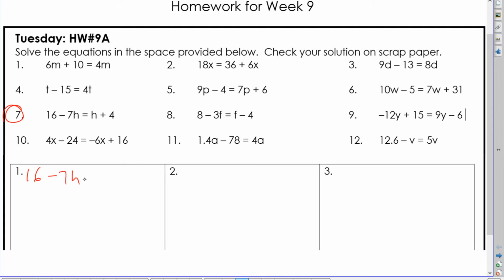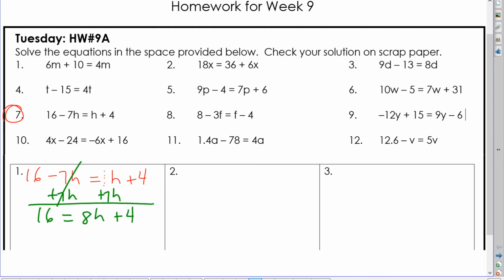16 minus 7h equals h plus 4. So this is actually a 1h, right? You can fill that coefficient in if you need to. So I'm going to add 7h to both sides because this is my lower variable. So 16 is equal to 1h plus 7h is 8h plus 4. I'm going to subtract 4 from both sides, and I'm going to get 12 is equal to 8h.